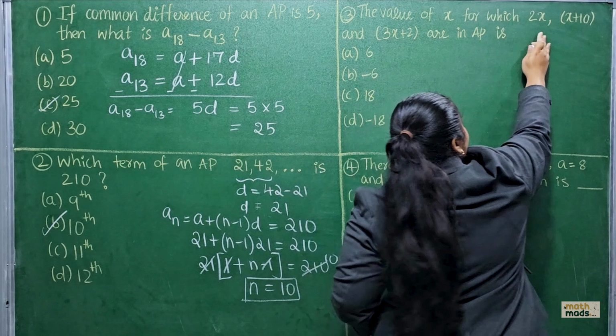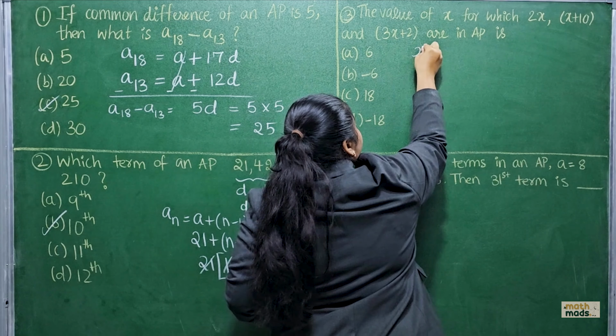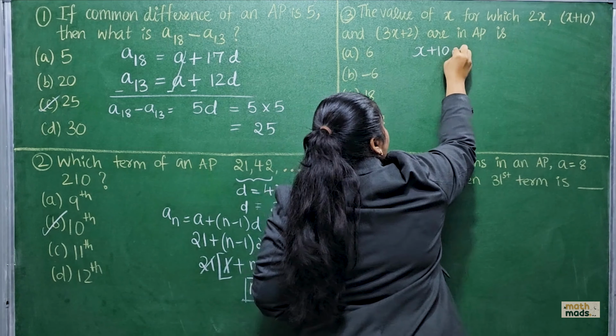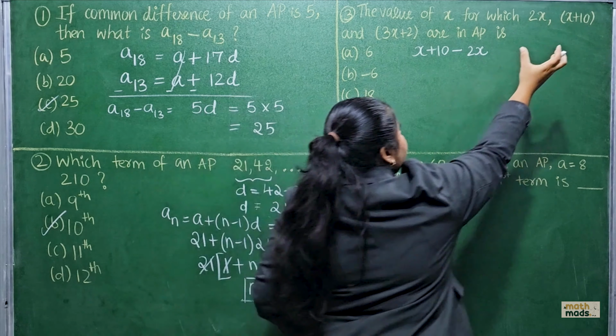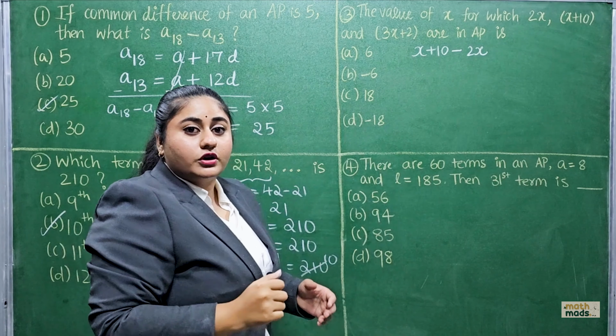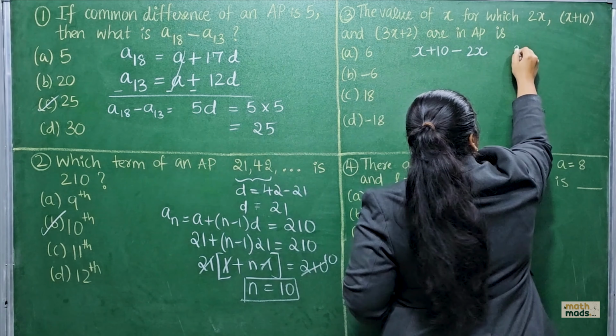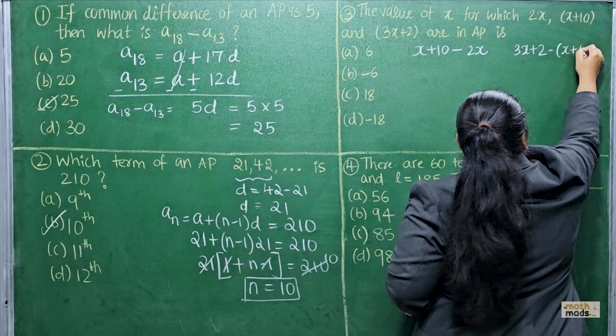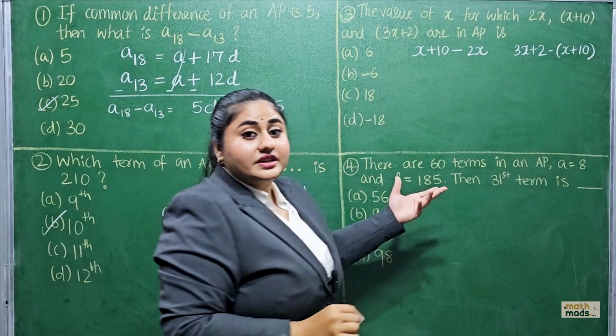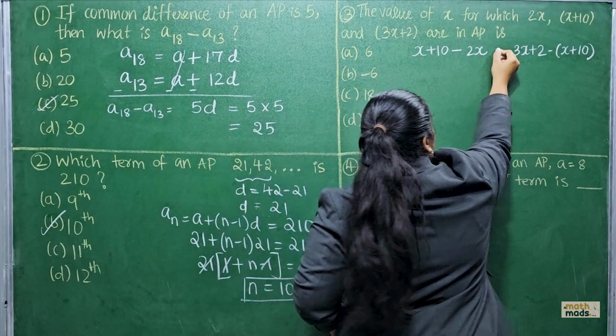So if I take 2x and x plus 10, what will be the common difference? x plus 10 minus 2x. This is the common difference. If I take x plus 10 and 3x plus 2, what will be the common difference? 3x plus 2 minus (x plus 10). We know that this difference will be the same, so I can just equate it.